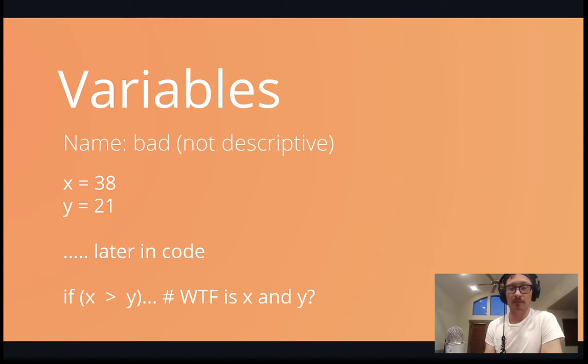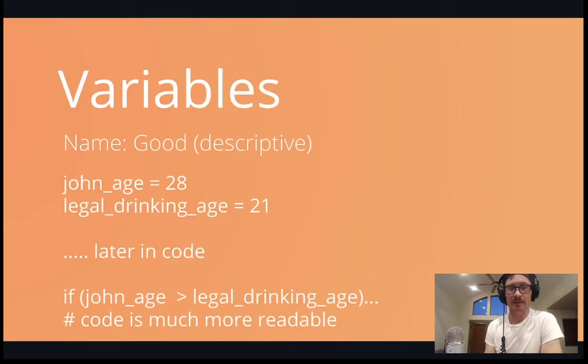And let me show you a better example of naming variables. So here I'm naming my variable john_age. And here I'm naming this variable legal_drinking_age. And then I'm assigning them the values. But this way, with a good variable name, when I'm reading this later in my code, I can almost read this in English. If john_age is greater than legal_drinking_age, I can understand what's going on here. I might not know the values of these, but I know what they're kind of representing.